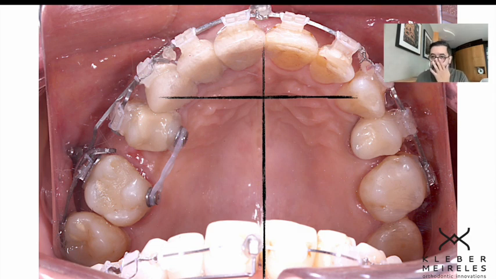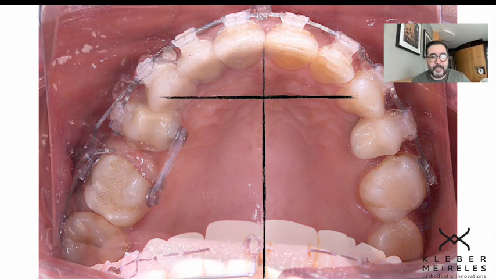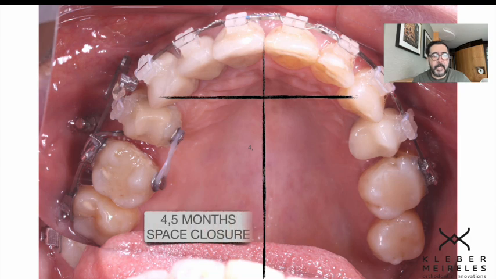The golden rule is the 5,000 times rule. You need to do something at least 1,000 times, 5,000 times, so you can be good at it. So here, going on, helping the movement with lingual buttons and power chains.